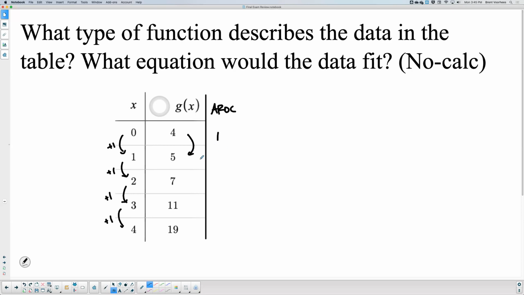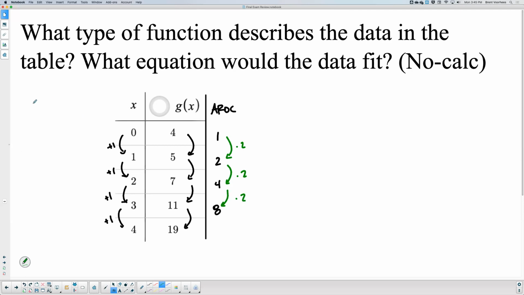So what do I change to go from here to here? Well, I'm increasing by 1. And then here I increase by 2. Then here I'm increasing by 4. And then here I'm increasing by 8. So I must have a transformation here, because when I look over here, I can tell real easily, oh, I see what's happening. This is getting multiplied by 2. This is getting multiplied by 2. This is getting multiplied by 2.